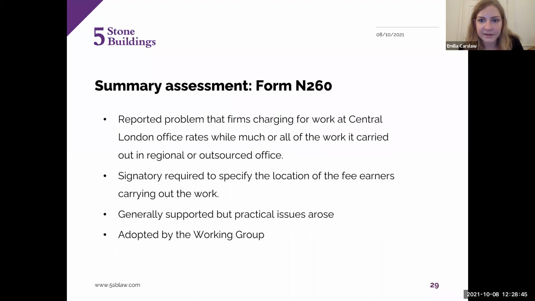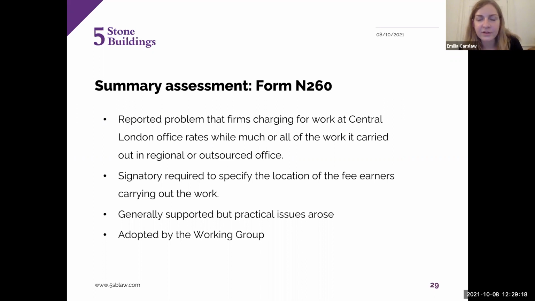Next slide, please. There was also a discrete issue concerning the summary assessment form N260. The working group noted that there'd been a reported problem that firms were charging for work at central London office rates, while much or all of the work it carried out was in a regional outsourced office. So they suggested that the signatory was required to specify the location of the fee earners carrying out the work.